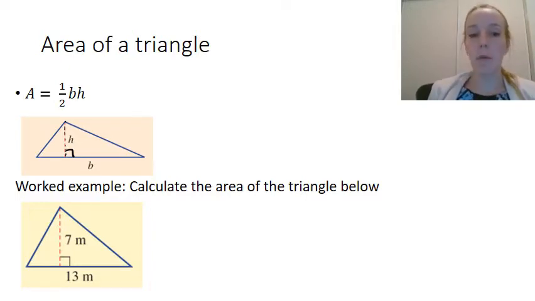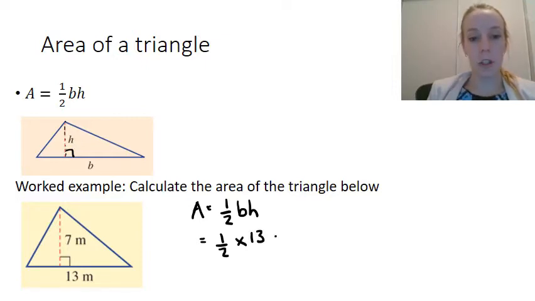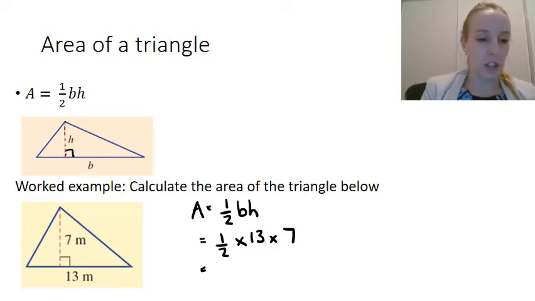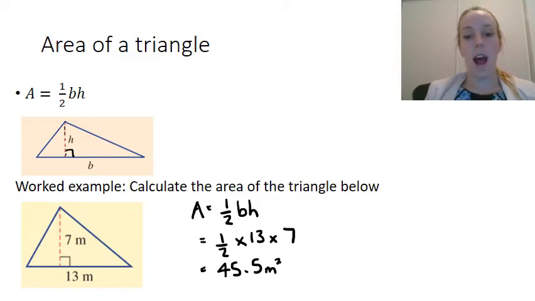So for our worked example, calculate the area of the triangle below. Always start with our formula. So area equals a half base times height. That's a half times our base, which was 13, times our height, which was 7. In our calculator, 1/2, which is 0.5, times 13 times 7. And that will give us an answer of 45.5 meters squared. And that's the area of a triangle.